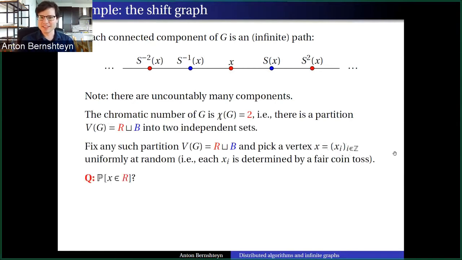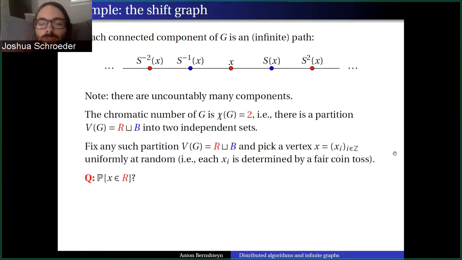What is the probability that this random vertex is red? For this given coloring, pick this random vertex. What is the probability that it's red? I wonder, do people have a guess, maybe? Does somebody have a guess of what this probability should be? One half. I predicted that that's the guess.